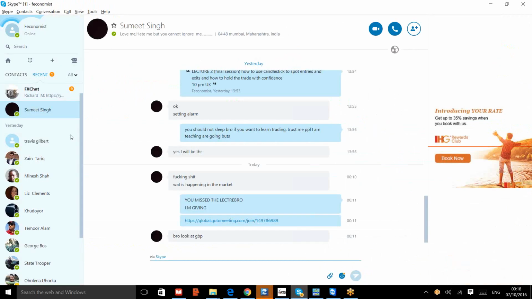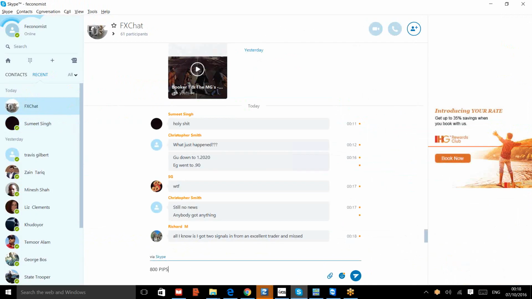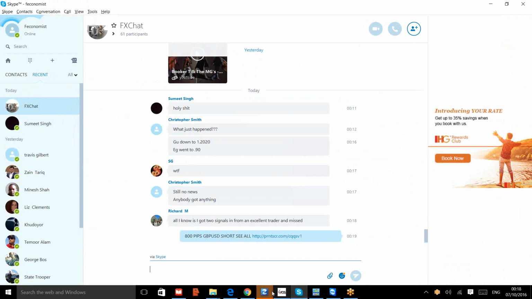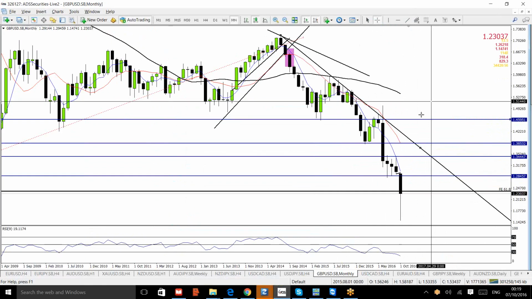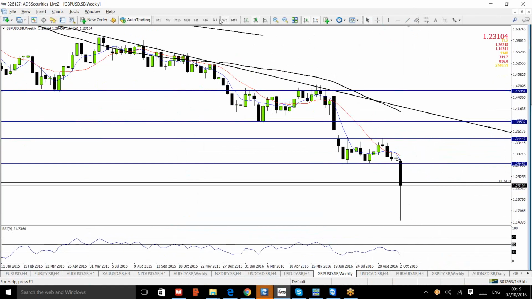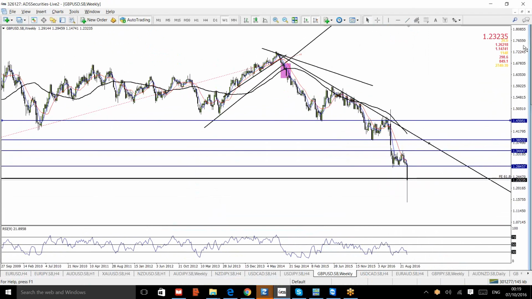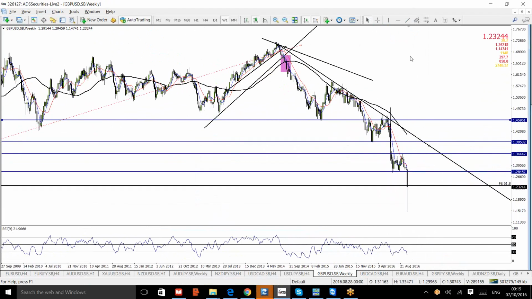Just give me a minute, guys. Exactly, that is what happens when these sort of things happen. It was more than a 1,000 pips move. 1400 pips. It was 1400 pips. Beautiful move to the downside. Beautiful head and shoulders, classic.